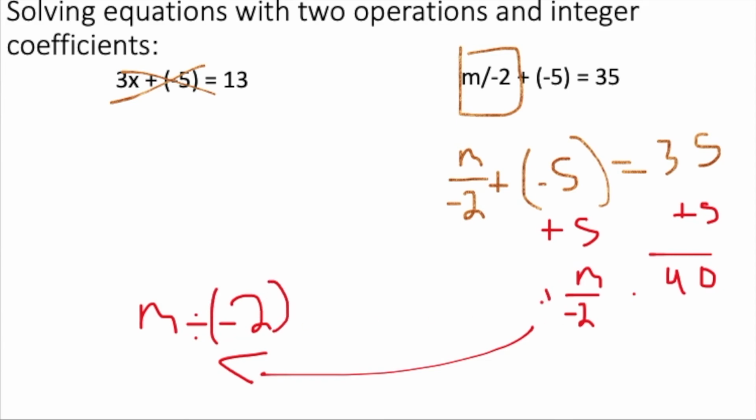So to undo this, I would multiply by its opposite, which is multiplication. So I'm going to multiply both sides by -2, so that they cancel each other out. So this would become a positive one. Otherwise, I'd be making this negative m, right, which we don't want. So that has to be exactly the same. All right. And I'm left with m here. And this is now equal to -80.